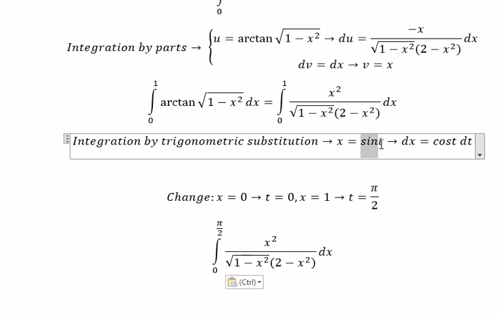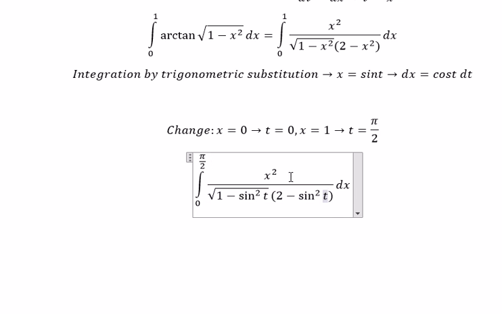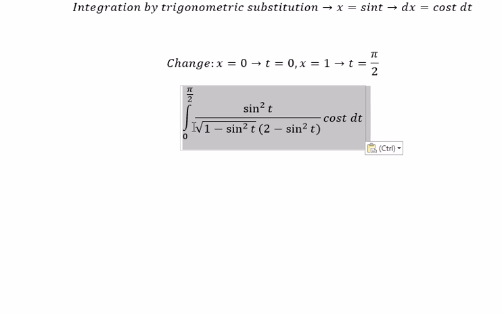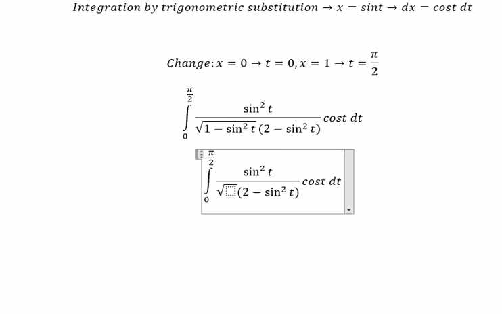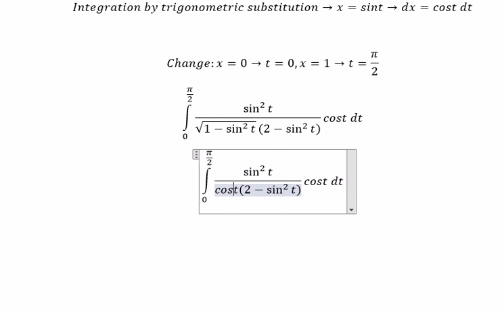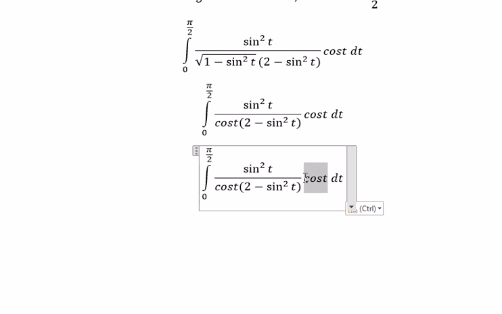s we change for sin t. We change to this one, and this one. ds we change for this one. So this one we change for cosine t square. The square root of cosine t square, you got cosine t. So this one they will cancel.